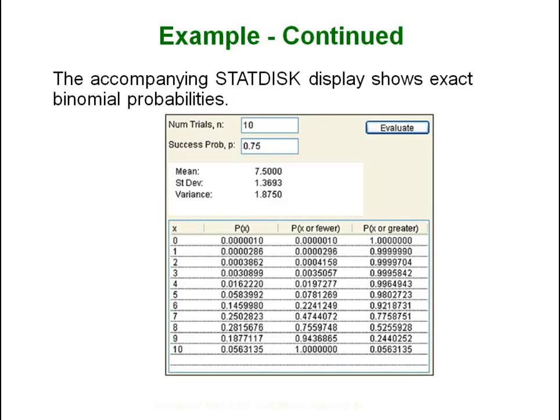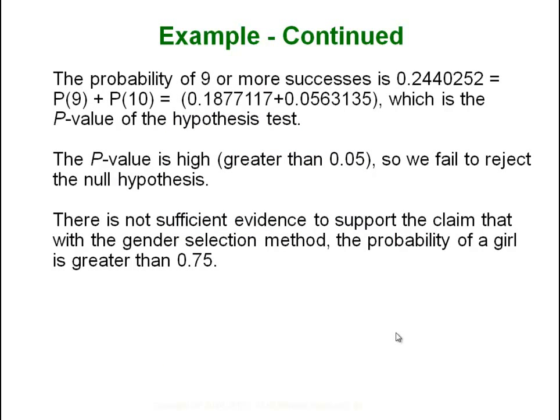So here's one example of technology spitting out binomial probabilities. So here is the probability of exactly 9 and exactly 10, and then over here they give us 9 or more, right? 10 or more, and the 9 or more is what we're looking for, the 0.244, which is what we got here. The probability of 9 or more successes is 0.244, or if you saw before, it's just the probability of 9 plus the probability of 10.